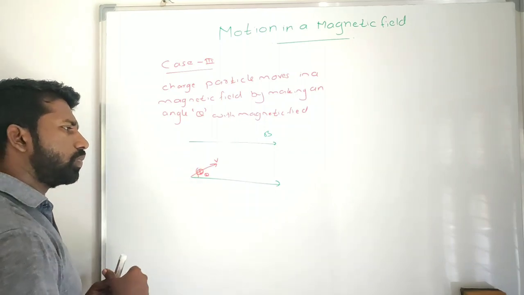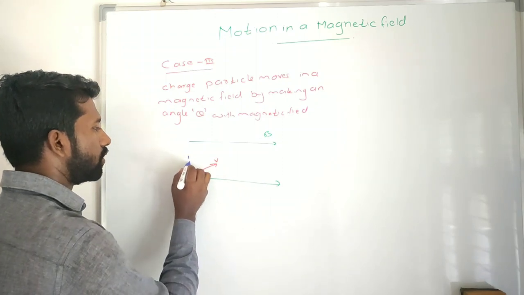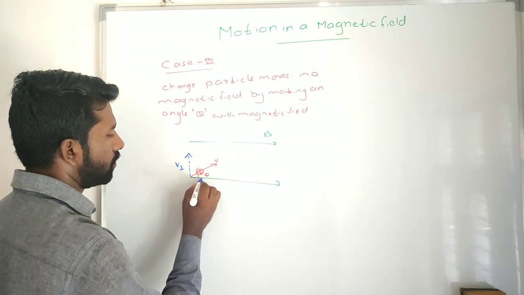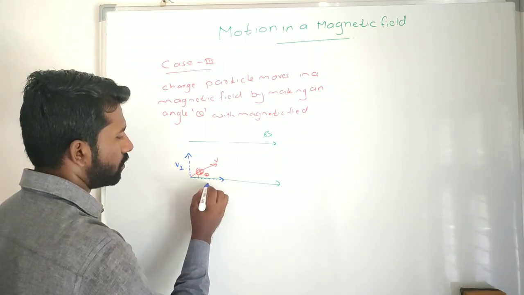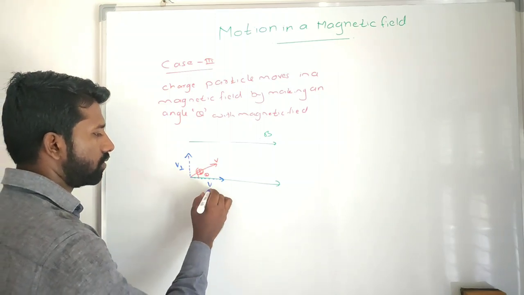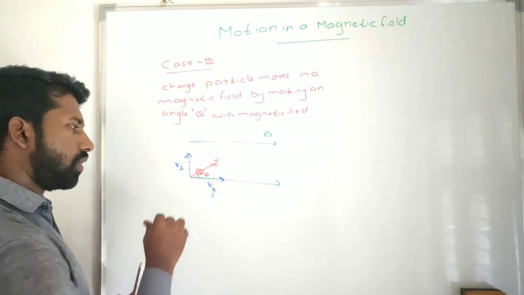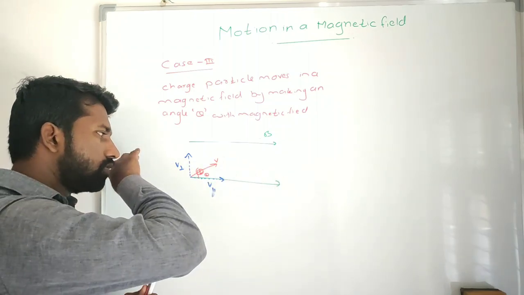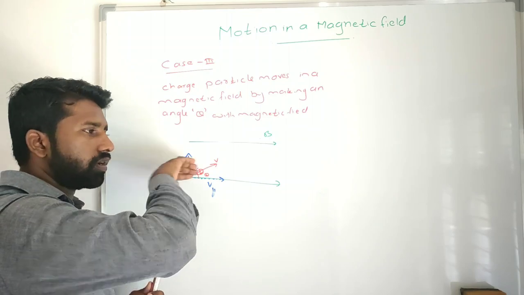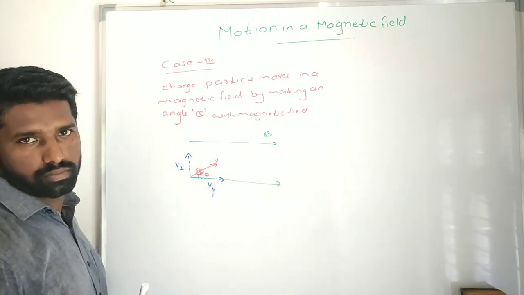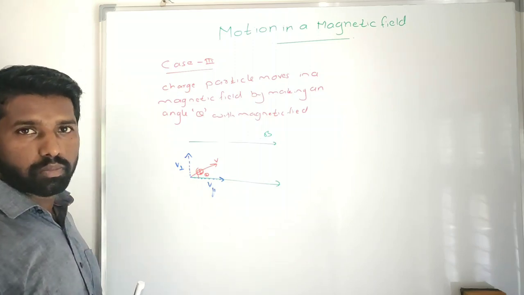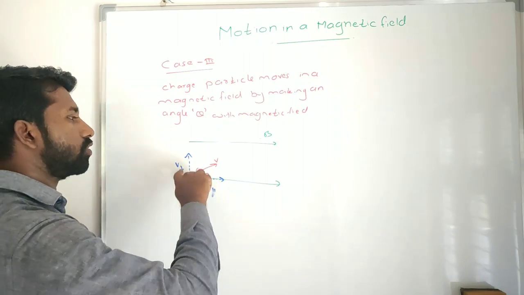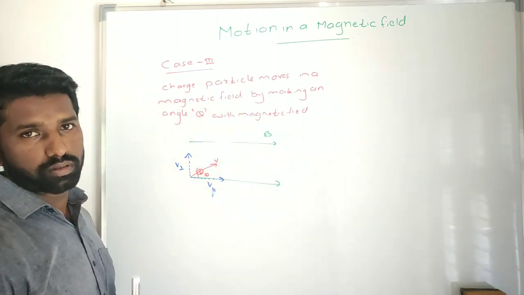So I am going to split this velocity into two components. One is this, a perpendicular component, and there is another component that is parallel to this. This is the parallel component. You see this. This parallel component is along the direction of the magnetic field. So it will try to move this charged particle along this linear direction. But there will be a perpendicular component as well. This perpendicular component tries to make the charge move in a circular path.